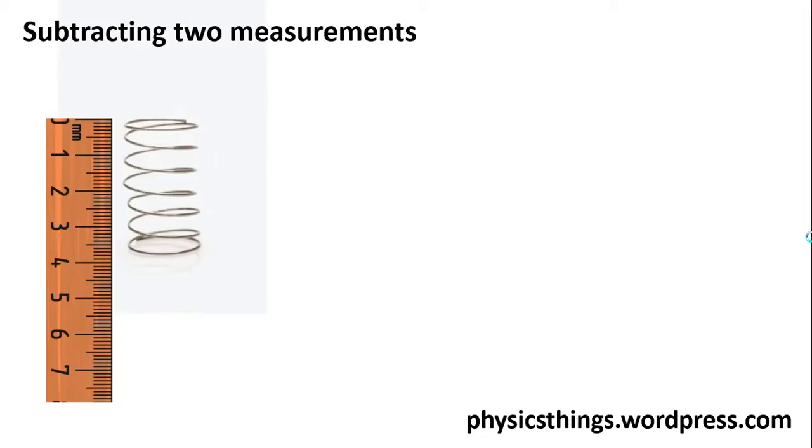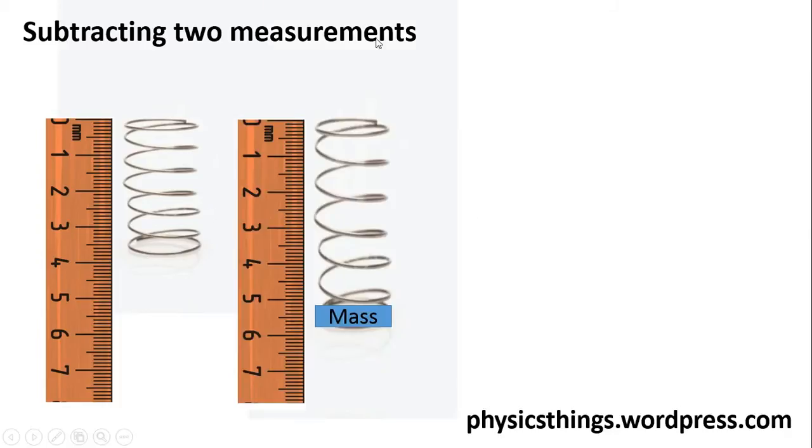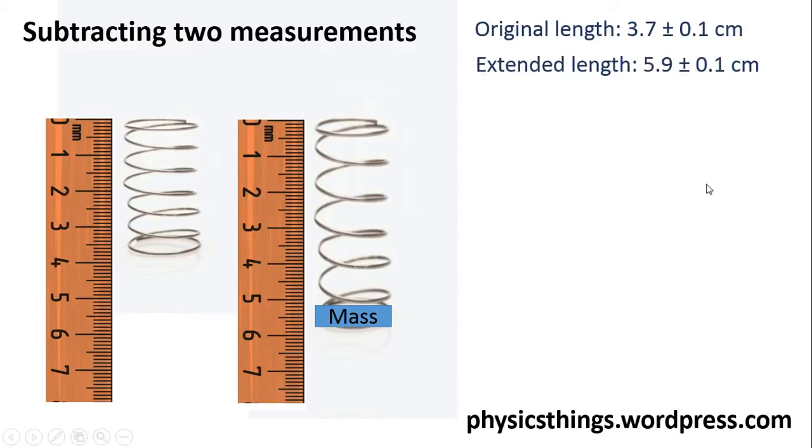What about when we subtract two measurements? Well, let's think about measuring the extension of a spring. Here I have a spring that doesn't have a mass on it. And here I have a spring that's been extended once I've added a mass. Now if I look at my ruler, my original length of 3.7, again plus or minus 0.1 absolute uncertainty in the ruler. My extended length is 5.9 plus or minus 0.1 centimetres.